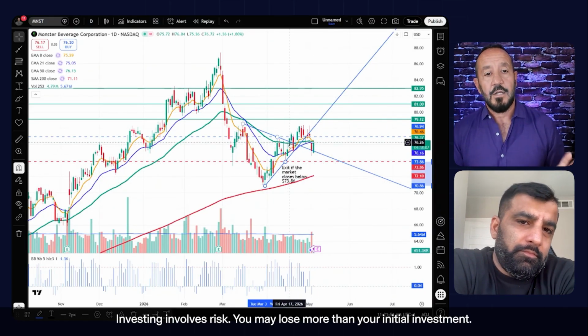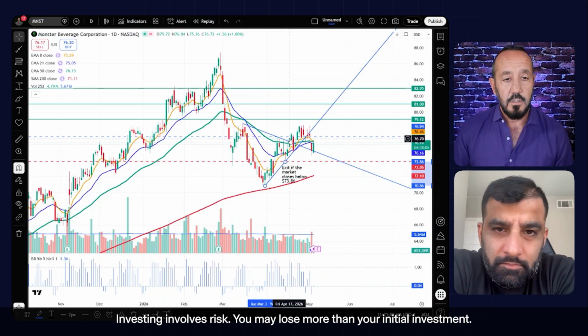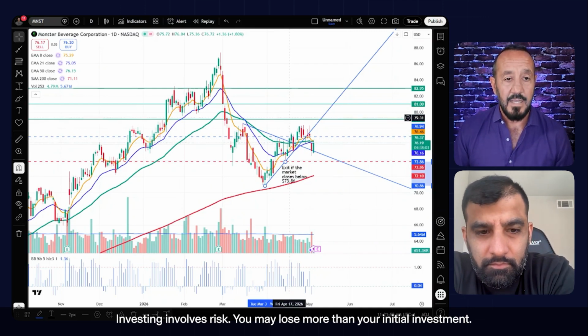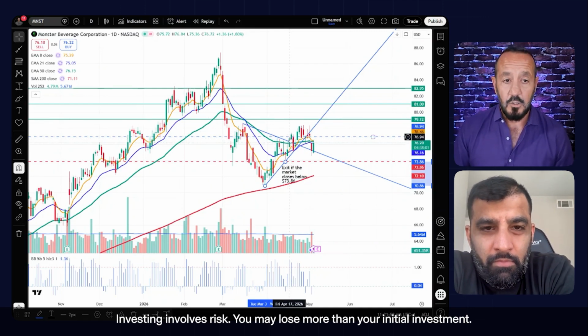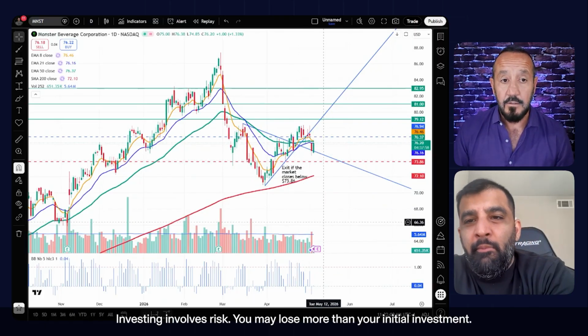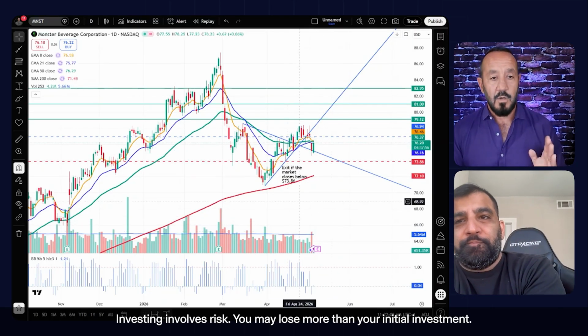Now, there's another thing I should note right here. We got a close above here. That's on an up candle. If I ever get a gap and a close above this on a down candle, I won't enter it. You want the momentum going.